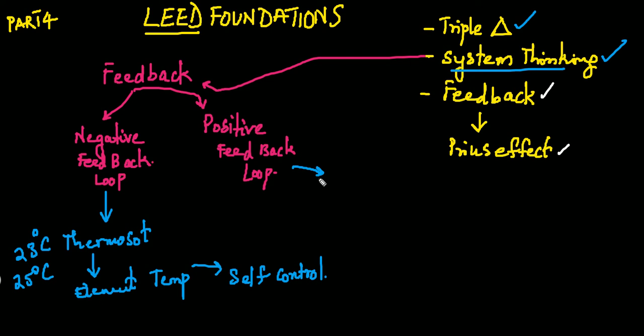Positive feedback loop means what? An example I would give you is population growth. What does it mean? For example, you design a building. Now how many people are entering? How many people are exiting? Can you control that? No, it's a positive loop, isn't it? So you need to think about that also. This is the meaning of feedback loop.